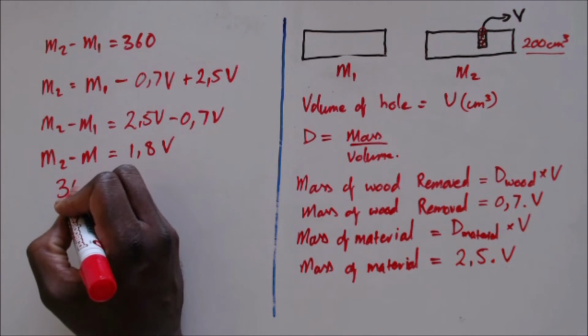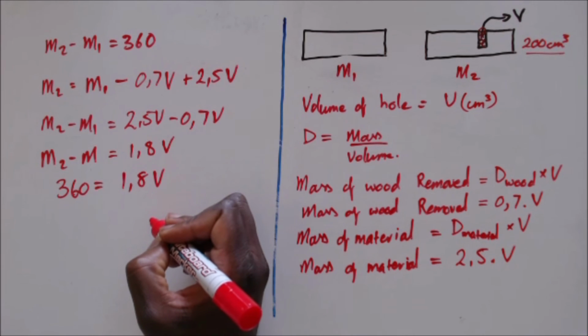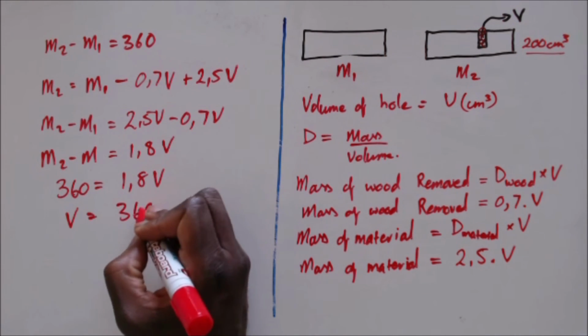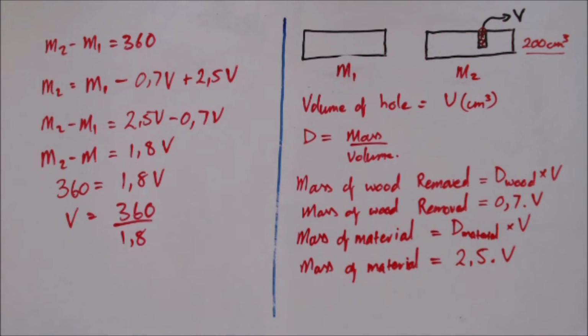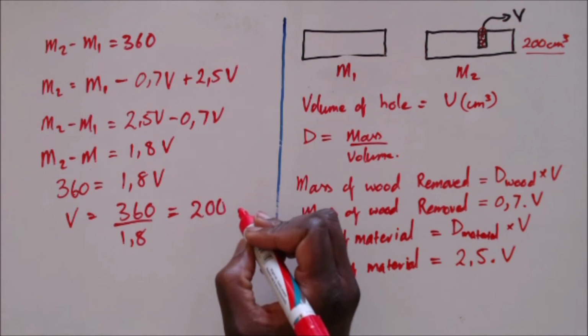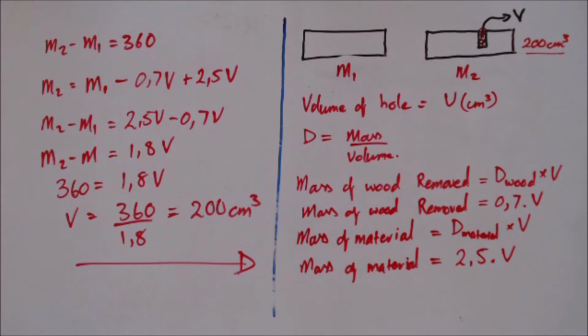So 360 is equal to 1.8 V. Therefore, V is equal to 360 divided by 1.8, which gives us a nice clean answer of 200 centimeters cubed. So that's the solution to the problem.